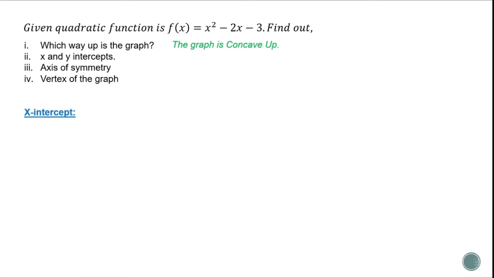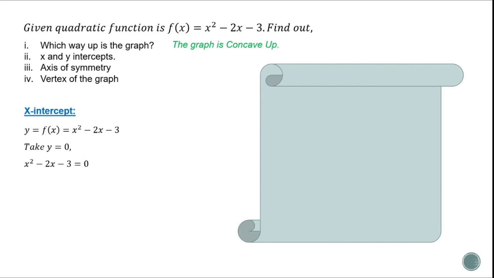Second point will require some calculation. So let's begin. Find the x-intercept first, and in that case you have to first of all take the value of y equal to 0. So this equation will be formed in this way. And now we shall be solving this quadratic equation by using the factor method. I am discussing the factor method here for those who are still struggling with this concept.